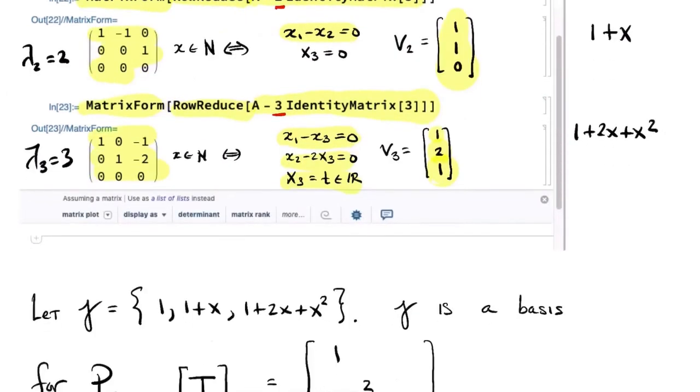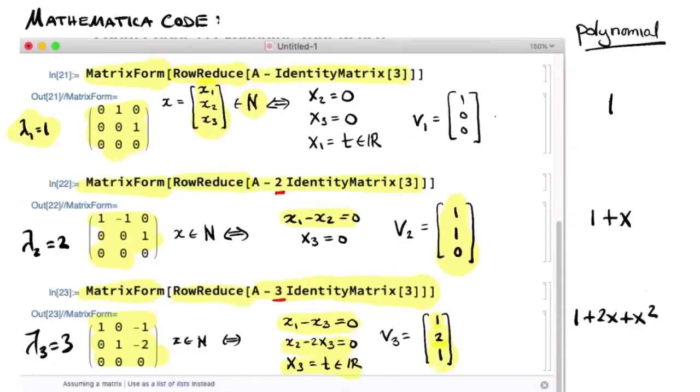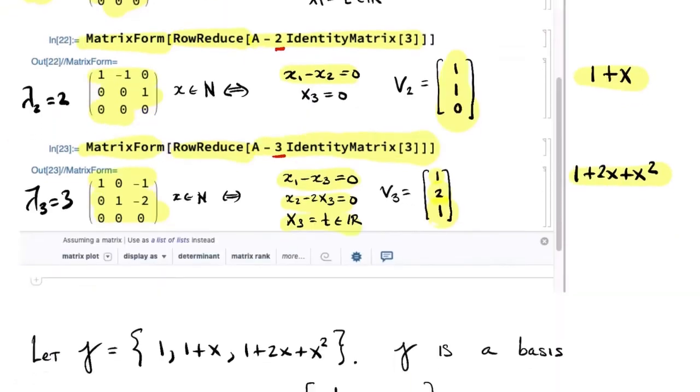Okay, so I've got a basis. And by the way, we were talking about polynomials. So what am I writing down over here on the right? This coordinate vector in our basis, remember the basis was 1, x, x squared, so that corresponds to the polynomial 1. 1, 1, 0 corresponds to 1 plus x, and 1, 2, 1 corresponds to 1 plus 2x plus x squared. Okay, so those are the polynomials that correspond to these coordinate vectors in our basis.